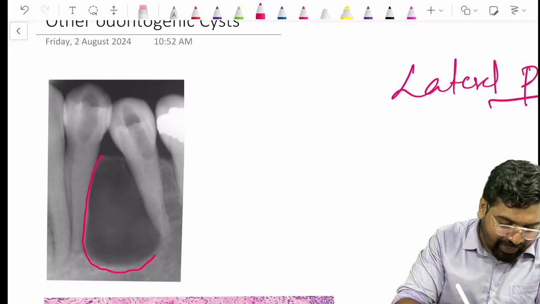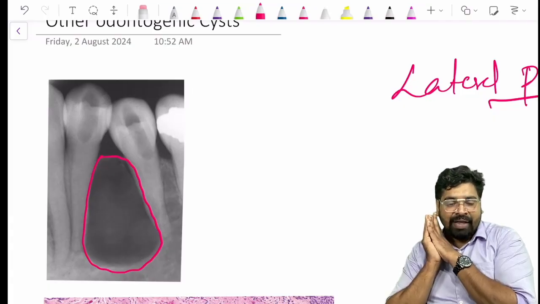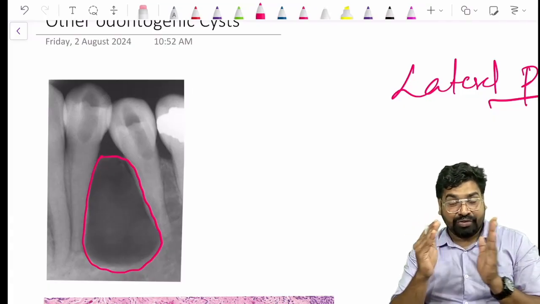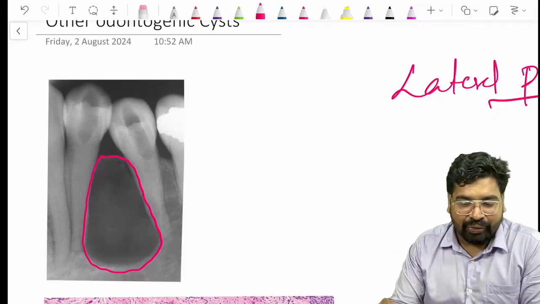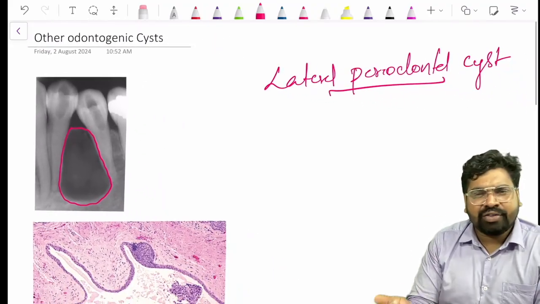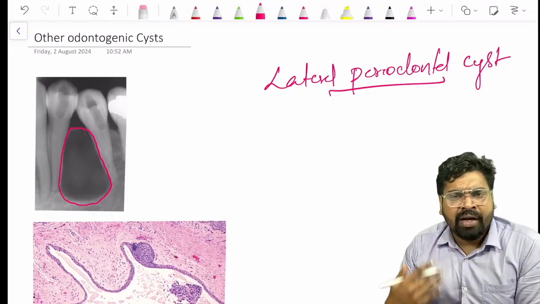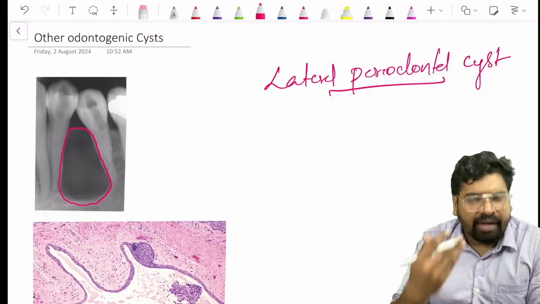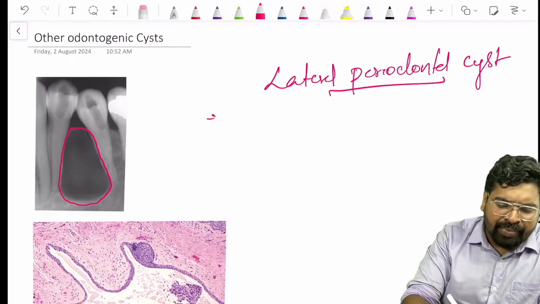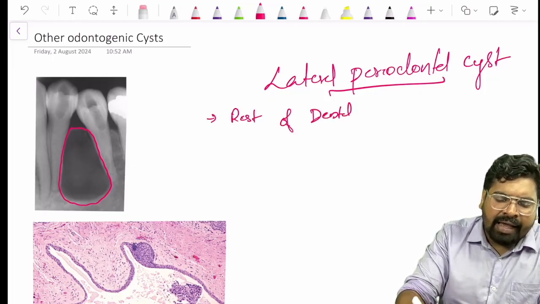You can see this radiolucency here. That's a cystic radiolucency, seen between the roots of two teeth, lateral to the roots. Where is this originating from? This is also originating from the rest of the dental lamina. Most of your odontogenic cysts originate from the rest of the dental lamina, and the lateral periodontal cyst also originates from the rest of dental lamina.